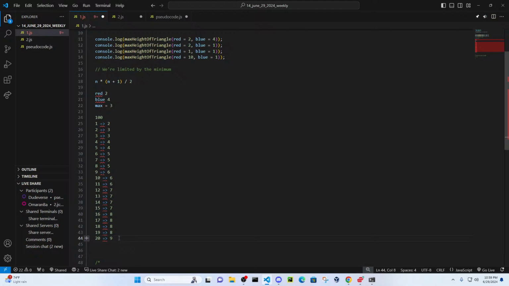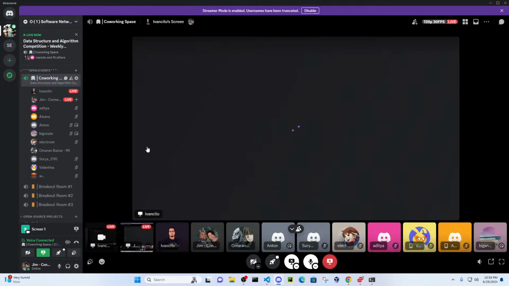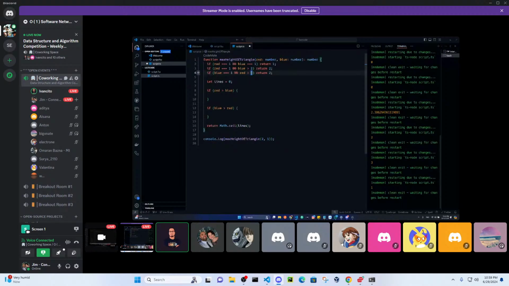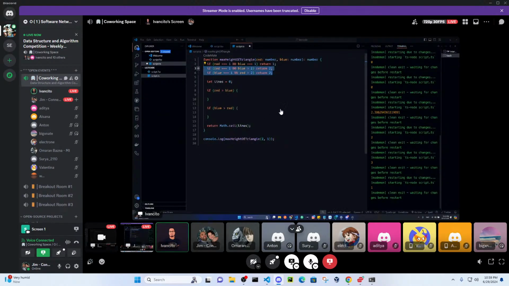I'm just kidding. So I got rid of the first things that I can control for now. I'm returning one if red is triple equal to one, but blue is greater than two, then I'm returning two. And if blue is equal to one and red is greater than two, I'm returning two. So I'm just saying, if we have more than two, we won't be able to have another row anyway. So just give them a two.